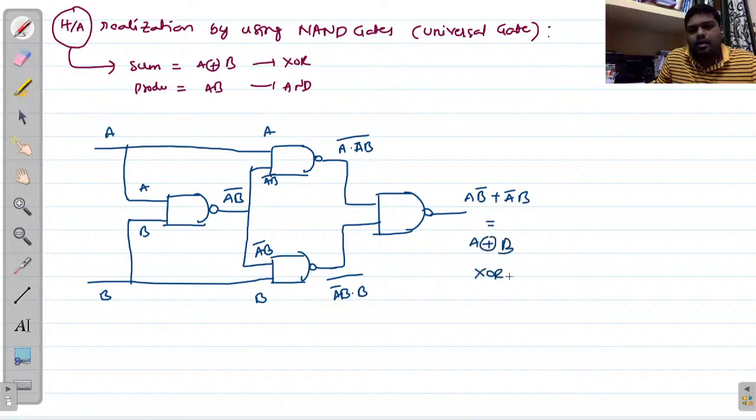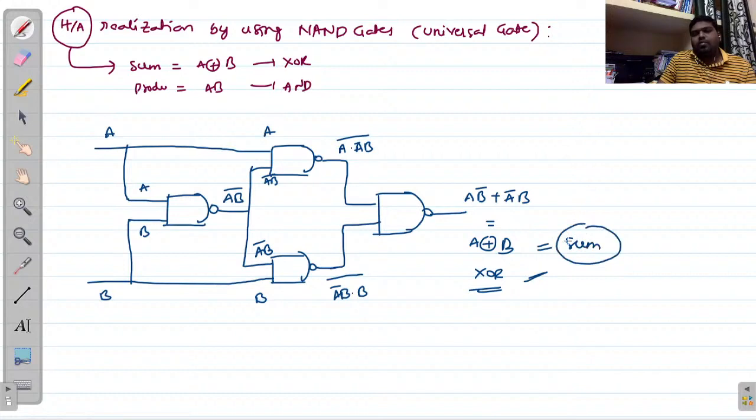This is the XOR operation. So this XOR logic gate can be implemented with the help of 4 NAND gates. This we already know. So one thing is over: with these 4 NAND gates we are able to implement this XOR logic. This XOR logic is our half adder sum, right? But I want this AND logic also. That means the product, I want carry also.